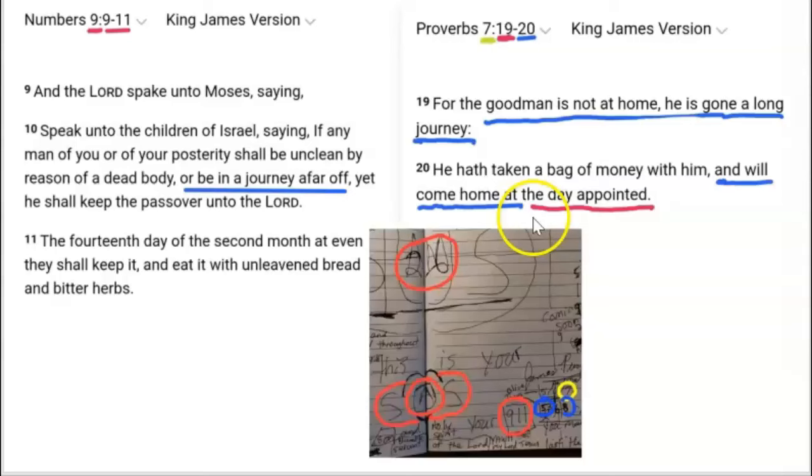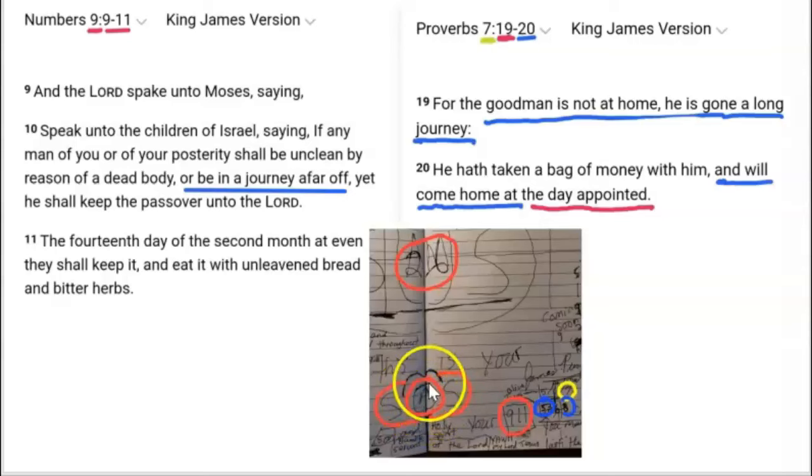Now, I want to show you a few things here that are very similar. Or be in a journey afar off. And you have good man is not at home. He is gone a long journey. Okay, so afar off, that would be like long. So that's very interesting. Now, this is the second part of my matrix. You have SOS, you got SAS, you got like an altar, like the second Passover. Okay, you're bringing a sacrifice. Okay, so you have an altar there.